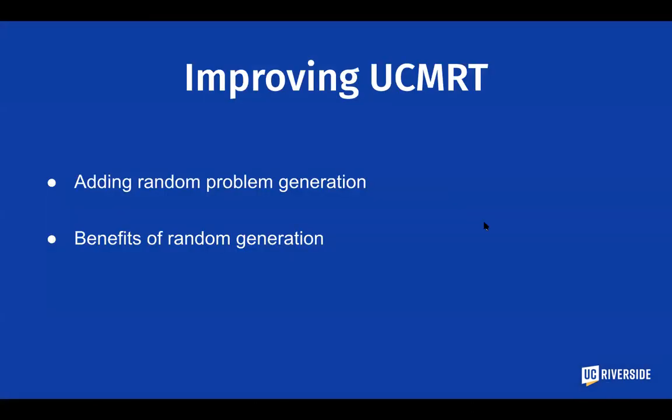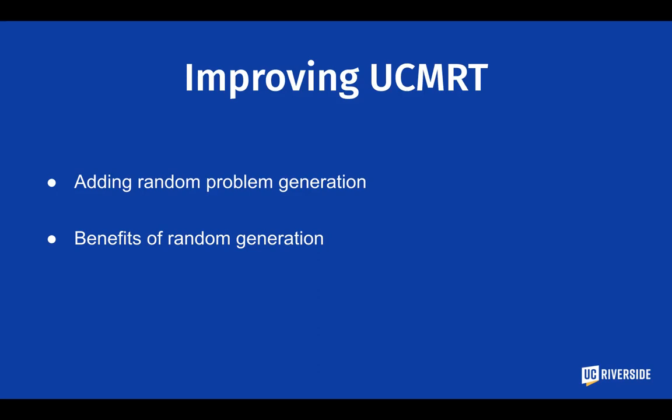All right. So as far as what my actual project was, it was essentially trying to improve UCMRT by adding a random problem generation feature. So it would be similar to what the Sandia tool did for APM, except for UCMRT. And we would also be a lot more careful about how many problems we produce and the limitations that we put on those problems to make sure that we don't get overlapping features or anything that makes it hard to discern, like we found in the Sandia problems.